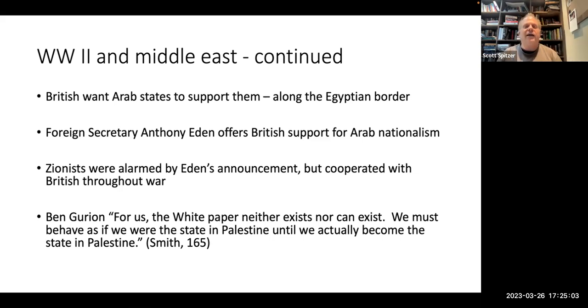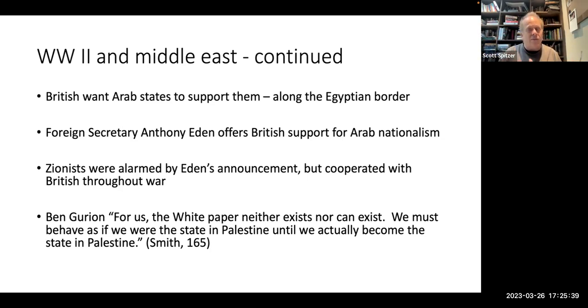British Foreign Secretary Anthony Eden therefore promises that he'll support Arab unity, Arab nationalism, including accepting Syrian independence after the war. The point is to get Arabs to support the British goals to oppose Germany, right? Now, obviously, the Zionist leaders are kind of freaked out about this, right?